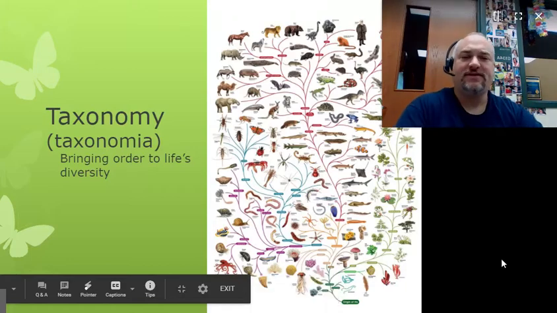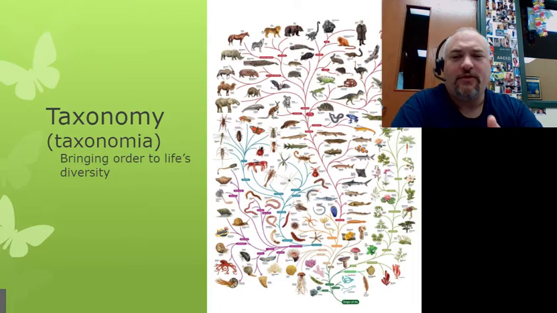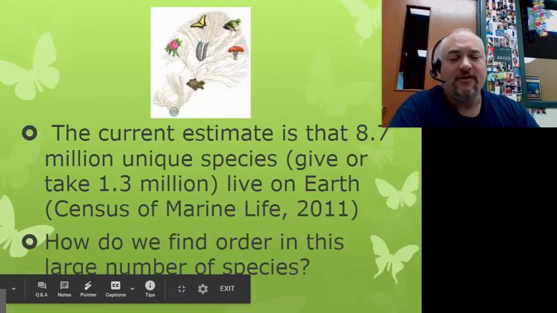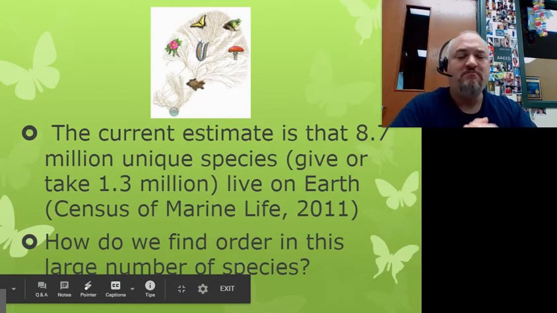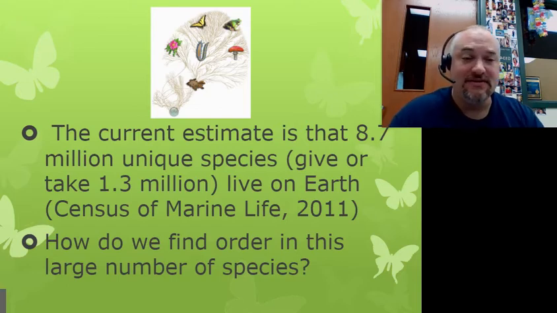Hello, folks. The next section in this unit is taxonomy, or the naming and organizing of organisms. It's what brings order to life's diversity, and life is extremely diverse. Current estimate is that about 8.7 million unique species, give or take a million or so, live on Earth right now. How do we find order in this?